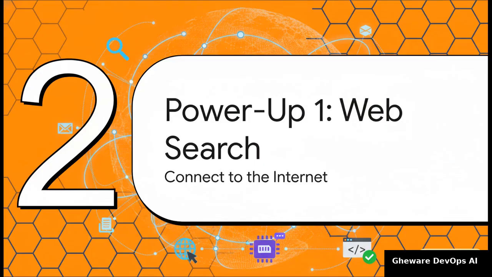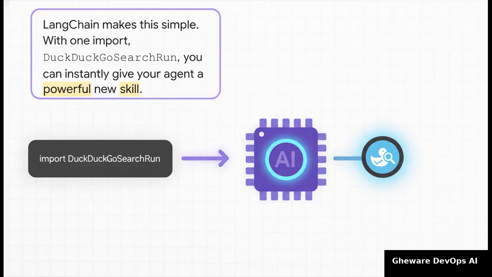So our first power-up, web search. You can think of this as the agent's window to the entire world. We're literally giving it the ability to browse the internet to find answers to questions that are way outside of its static knowledge base. And what's just incredible is how simple LangChain makes this whole process. All it takes is one little import for DuckDuckGo's search run. We just define it as a tool, add it to our agent's toolkit, and boom, just like that, it has a brand new, powerful skill.